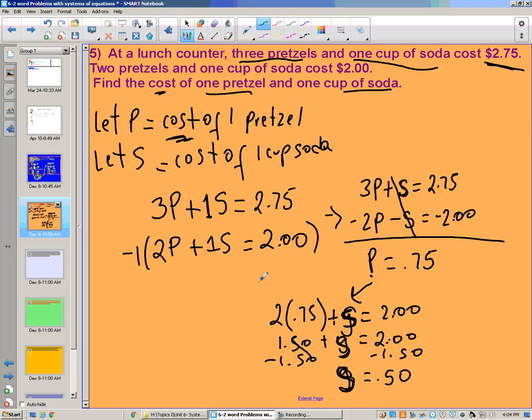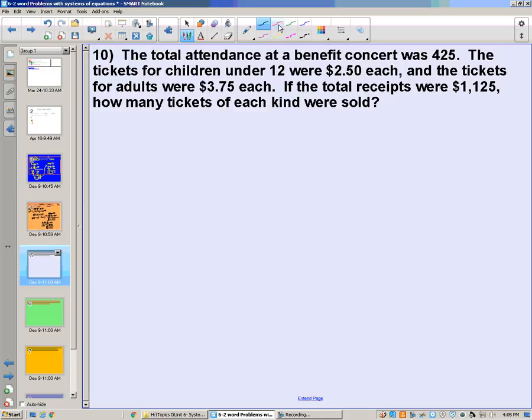Okay, so now I'm done because now I know the cost of the pretzel and I know the cost of the soda. So sometimes you have to work with them algebraically a little bit to help you out. Remember, you want to get rid of one of the variables. Okay, go to the next page. Let's jump to number 10. This is a good example to run by you guys.